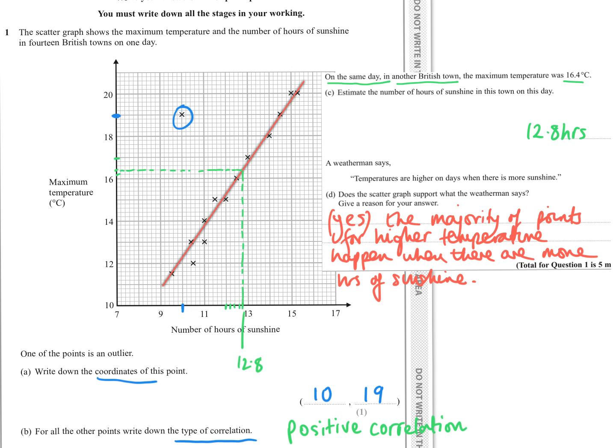So just to recap, yes, and the majority of the points for higher temperature happen when there are more hours of sunshine. So just make sure that your sentence is convincing enough. Okay, right, let's move on.